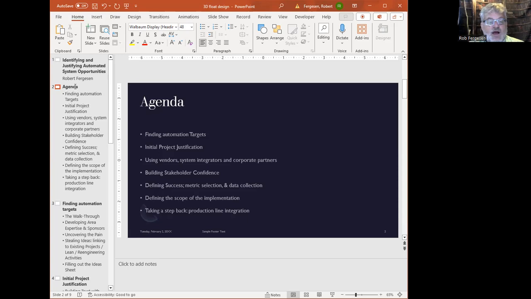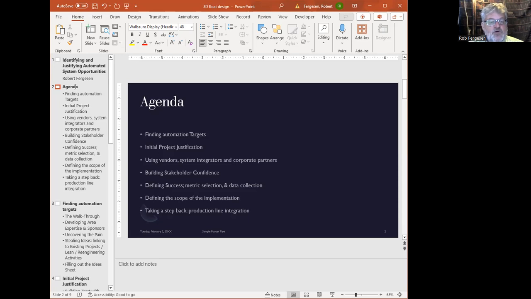We're going to also dive into using free resources, which is vendors, system integrators, and some of your corporate partners. If you're in a big corporation with a lot of plants around the world, you might find that you've got some free resources if you can tap into them. Another category is called building stakeholder confidence. This is more important than you could possibly realize when it comes to implementing projects.